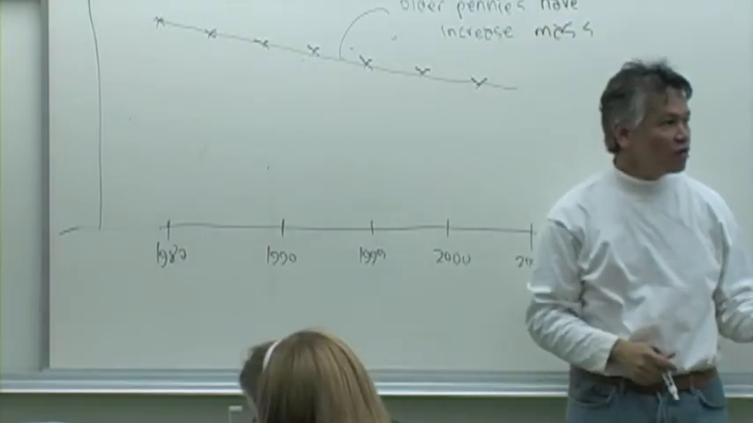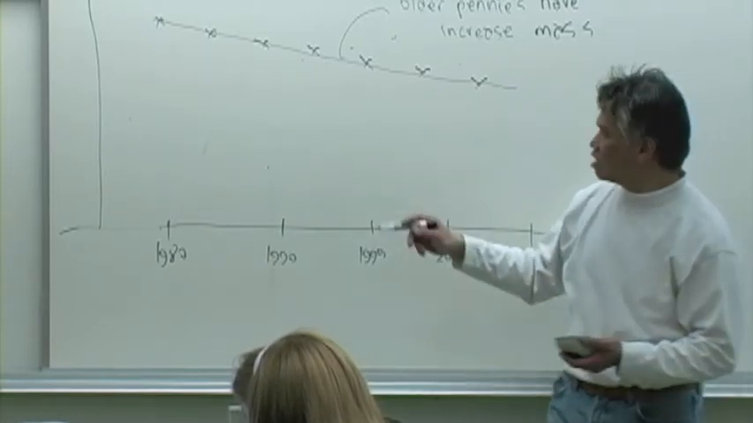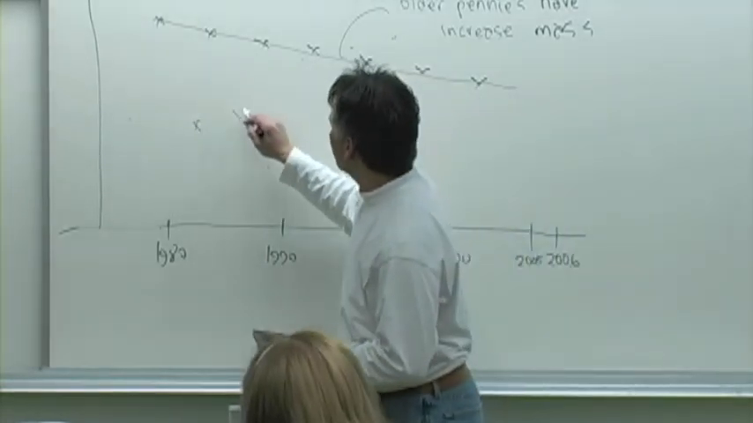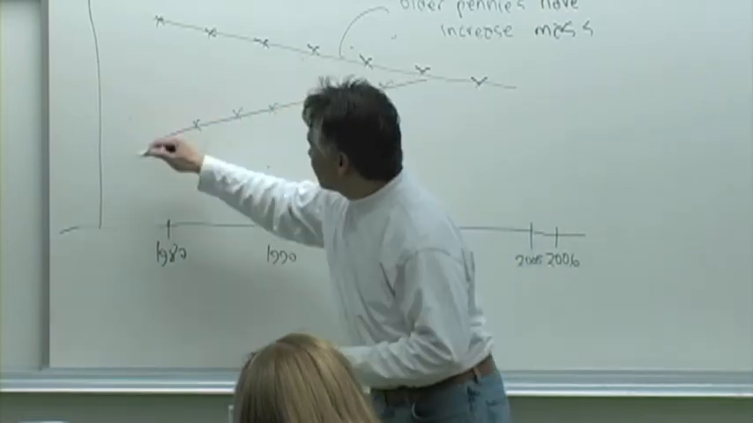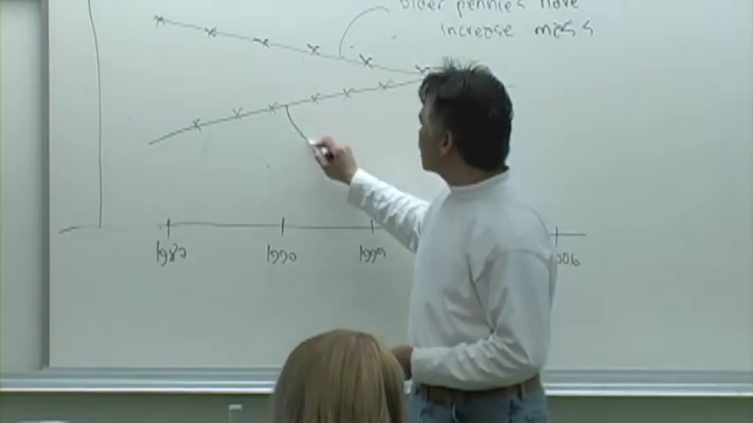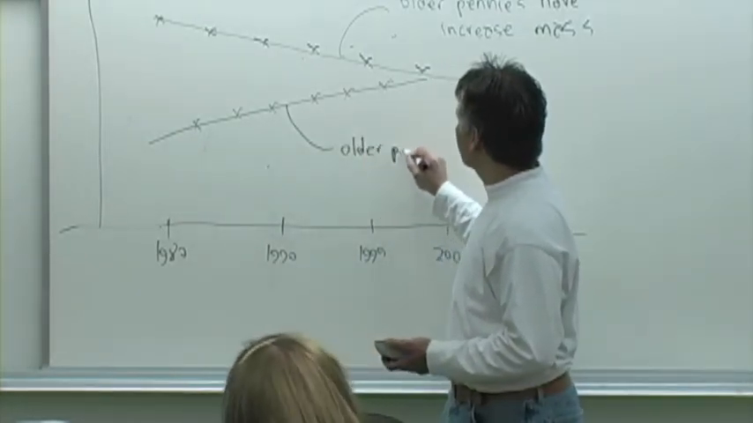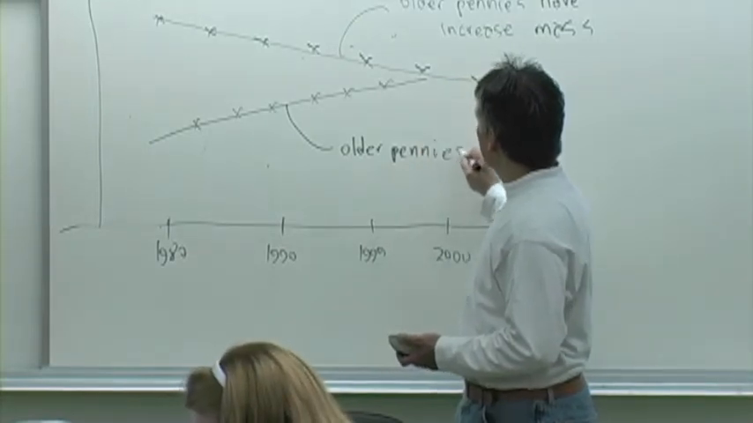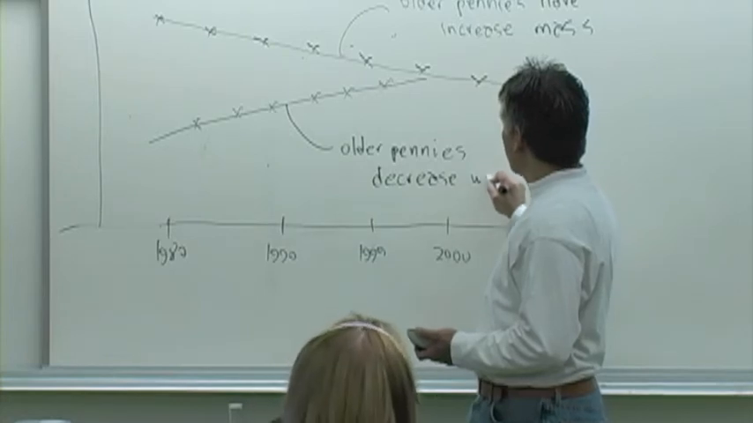Okay. On the other hand, if your hypothesis is that pennies decrease with age, then you would see something that looks like this. Over time, the pennies would be lower in mass. So this would be consistent with the hypothesis that older pennies decrease with age.